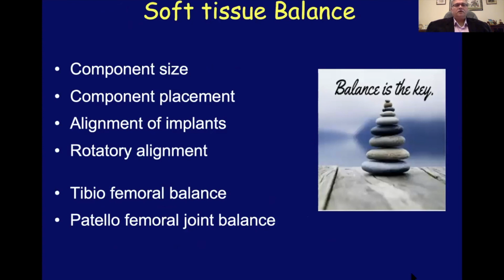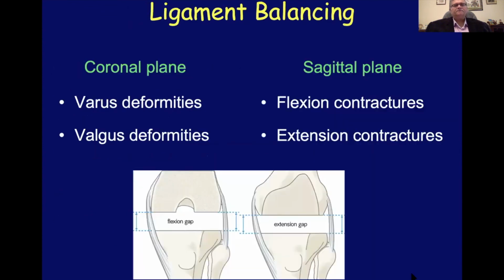How could you achieve soft tissue balance? It is achieved through the component size, by using an appropriately sized implant, placement of the component, alignment of the implants, and ensuring that the rotatory alignment is correct. All this leads to proper tibiofemoral balance and a patellofemoral joint balance, which is responsible for good function. The bottom line is balance is the key.